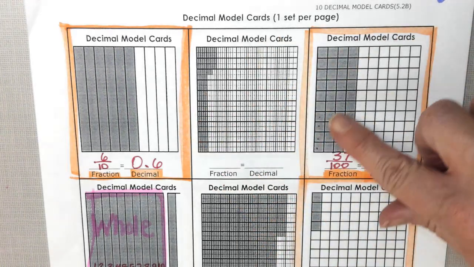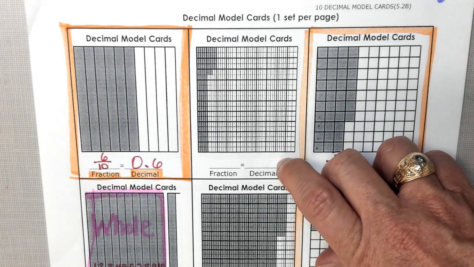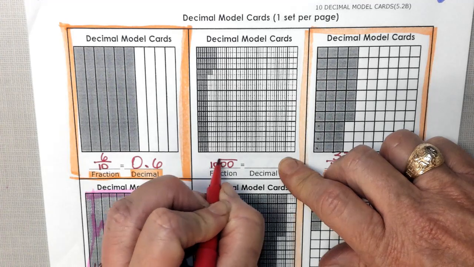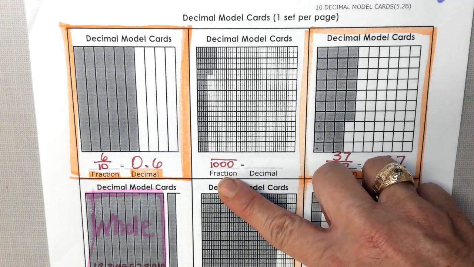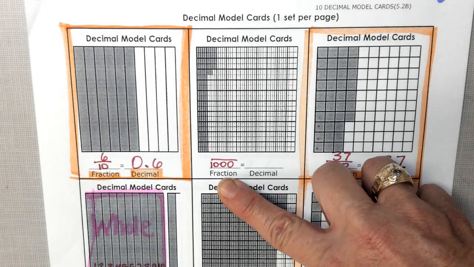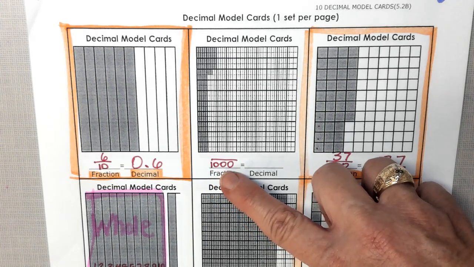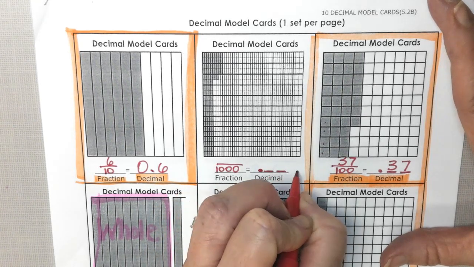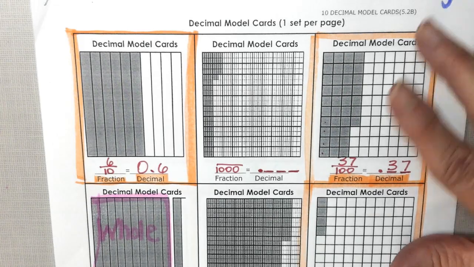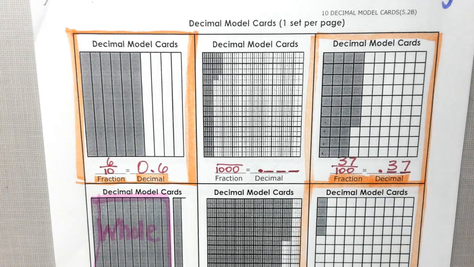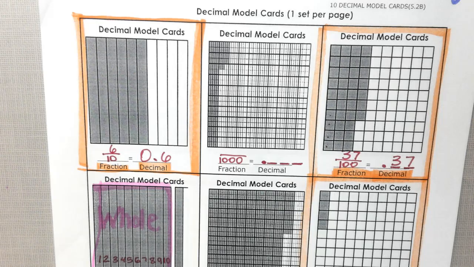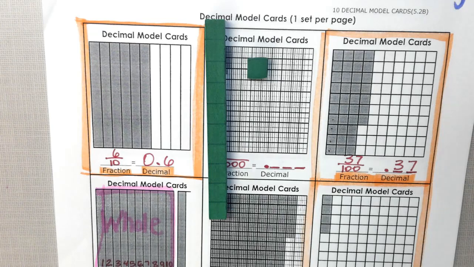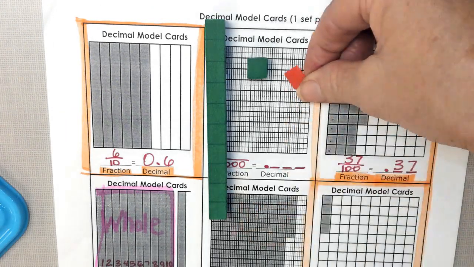So Isla, how many equal pieces are in this model? 1,000. That is always going to be your denominator in your fraction. Everybody write your denominator right now. Because your denominator has 3 zeros, you need 3 places behind the decimal. You need tenths, hundredths, thousandths. These are our tenths, these are our hundredths, and these are our thousandths.